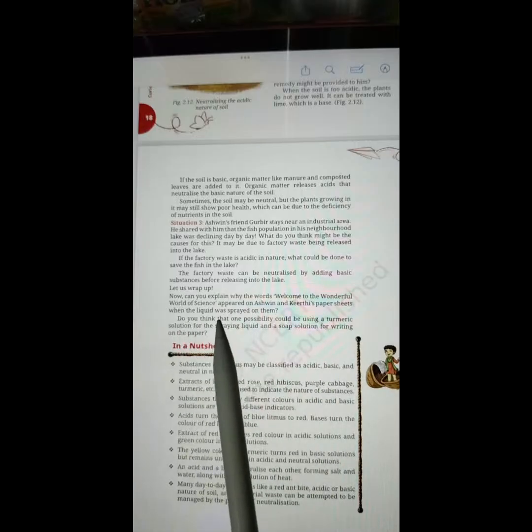Let us wrap up. Now, can you explain why the words Welcome to the Wonderful World of Science appeared on Ashwin's and Keithi's paper sheets when the liquid was sprayed on them? Do you think that one possibility could be using a turmeric solution for the spraying liquid and a soap solution for writing on the paper?